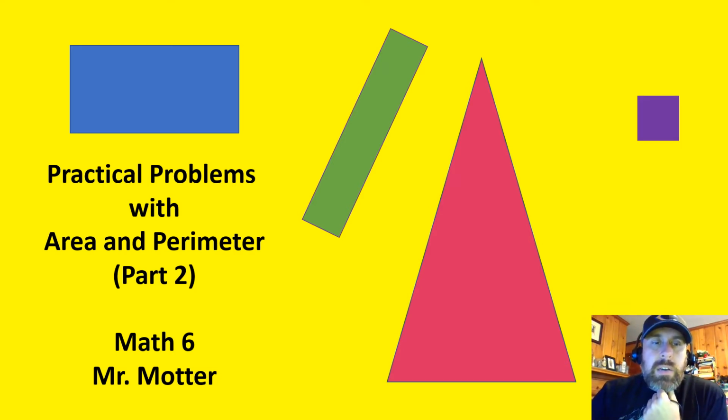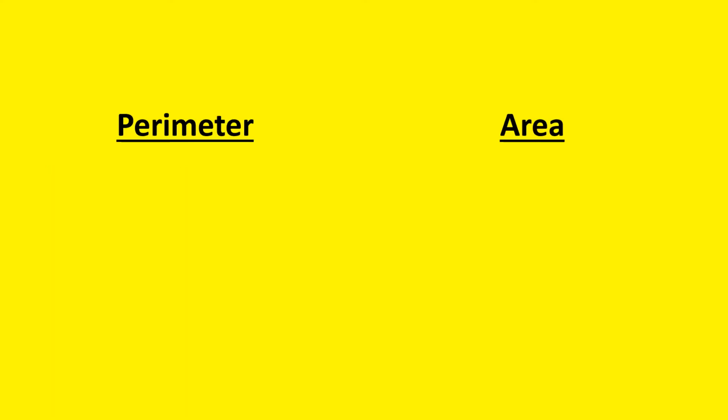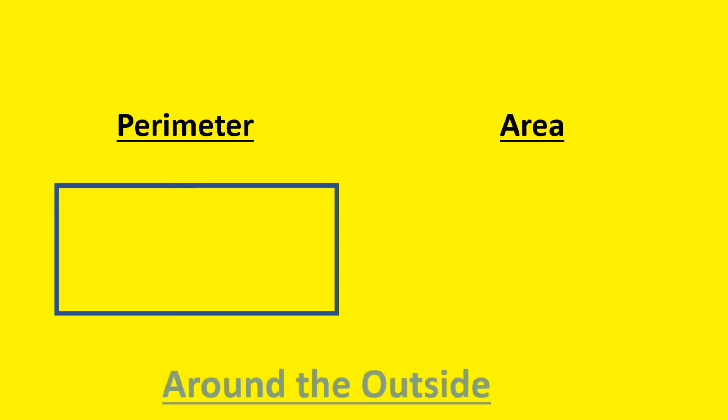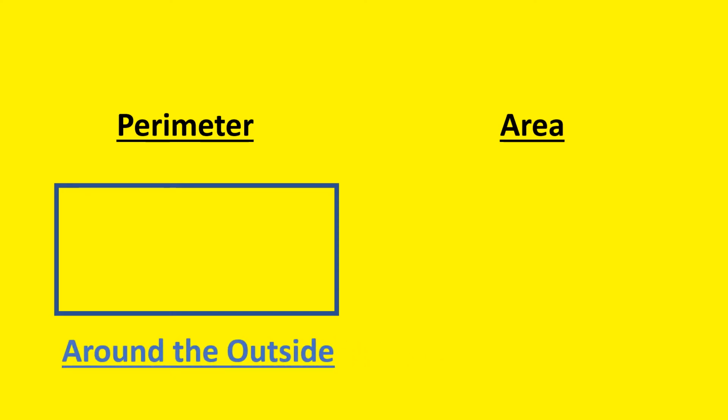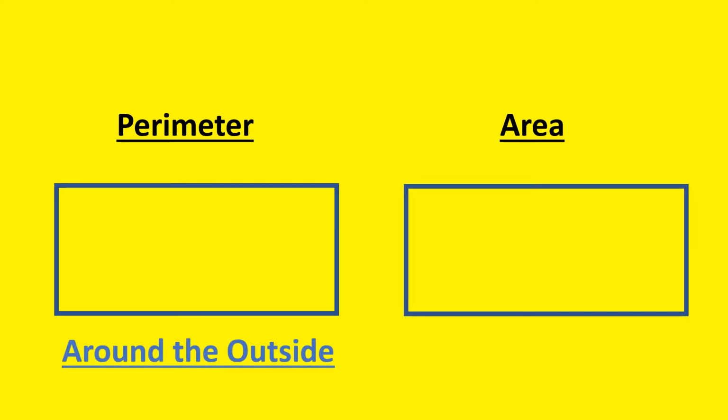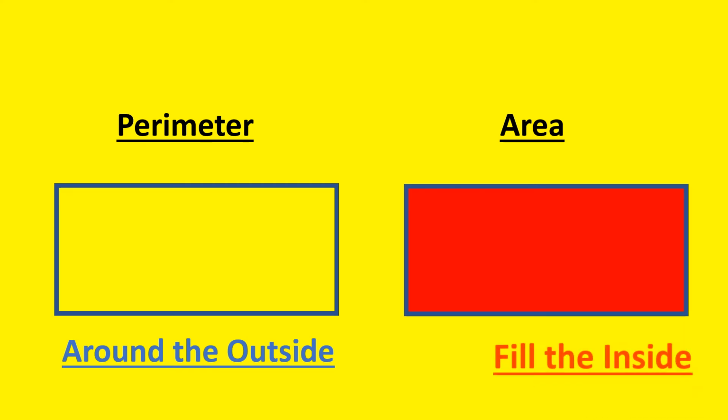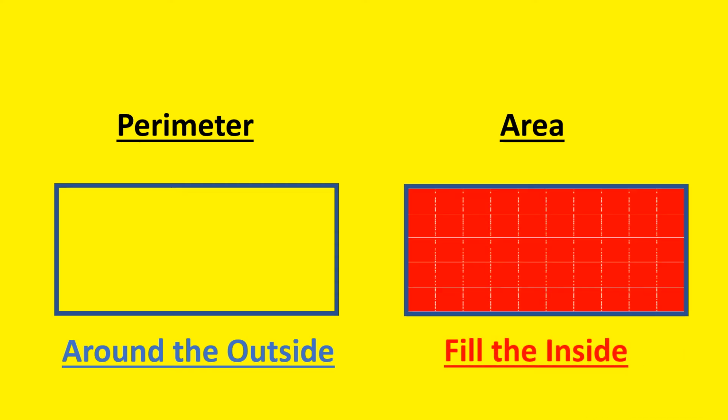So now we're going to take a look at some actual word problems. Usually when they say practical problems, that means word problems. So let's take a look. Before we get started, a super quick reminder: perimeter, that is going to be what part of the shape? Around the outside. And area, same rectangle, that's going to be inside, filling up the inside. And remember, that's always going to be in square units. How many square blocks can we fill inside of that figure?